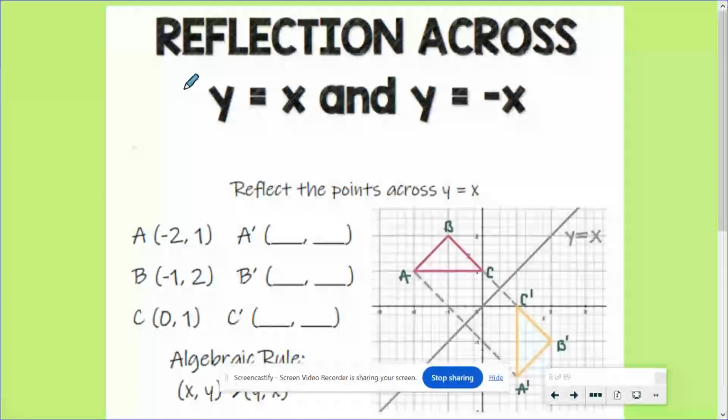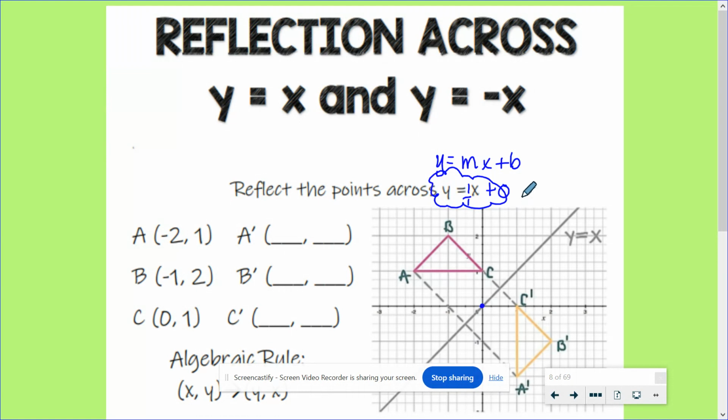Hi, in this video, we're going to learn how to reflect a point or a shape across the lines y equals x and y equals negative x. So let's first start by talking about what this line actually looks like. It is already in y equals mx plus b form, so we can graph it very easily by adding on the plus 0 for the b, which means it's going to start at the origin, and the slope is 1 or 1 over 1.